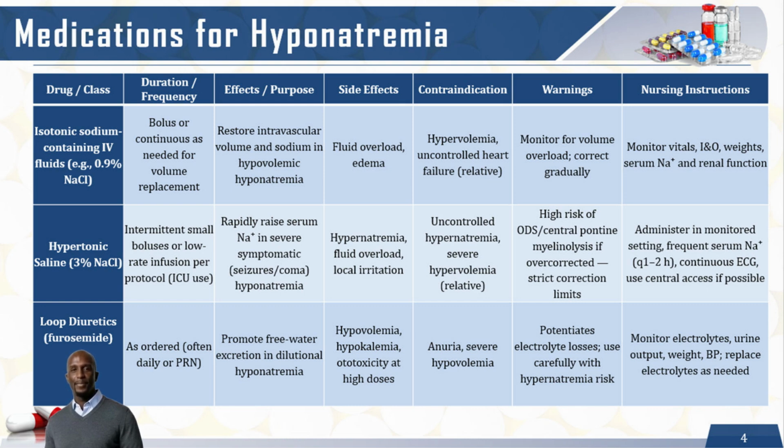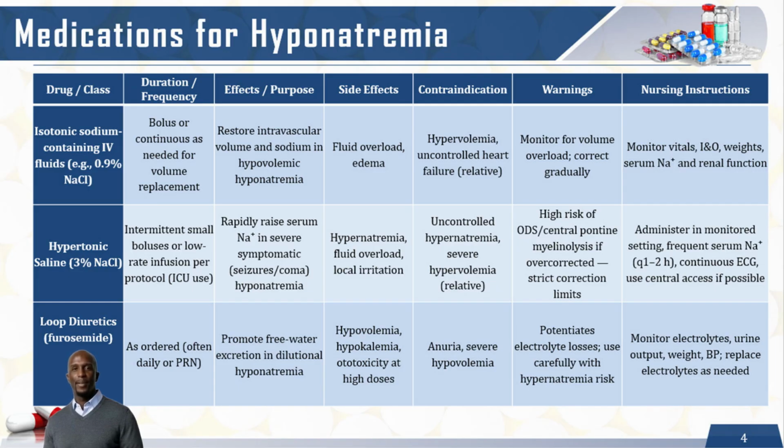Hypertonic saline is a powerful option used for severe hyponatremia, especially with seizures or coma. Because it can cause rapid shifts, it's only given in ICU settings with continuous ECG monitoring. Nurses check sodium every 1 to 2 hours to avoid overcorrection.